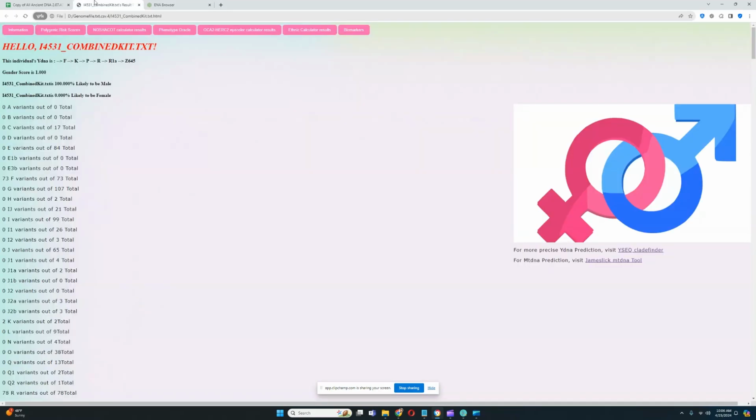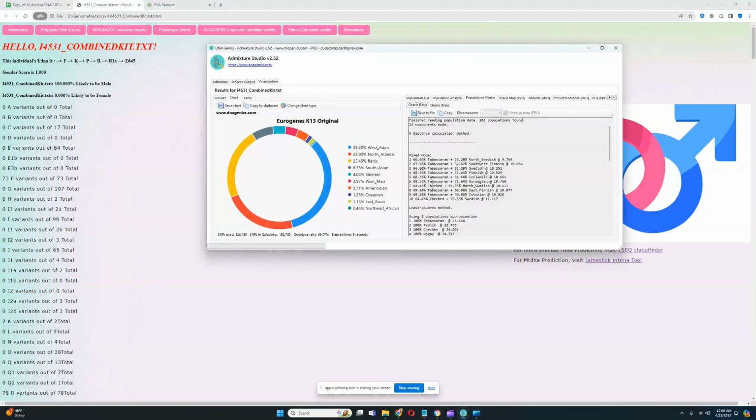So this individual's Y DNA is R1a-Z645, a very typical lineage for Europeans, and this is the most frequent R1a lineage. Z93 and Z282 both come from Z645. For Eurogenes K13, this is what this individual scores: 33.4% West Asian, 22.9% North Atlantic, 22% Baltic. So this individual scores like a mixture of Northern European and Caucasus.